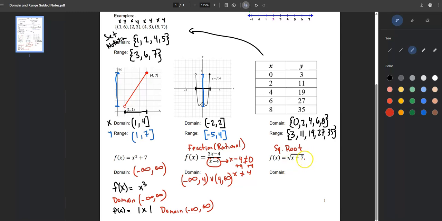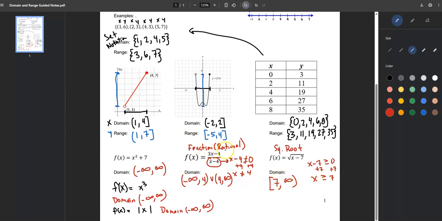The square root one, you would take what's under the root, so x minus 7, and it has to be greater than or equal to 0. So I would just solve this for x, so add 7, and this would be x has to be greater than or equal to 7. So how do I write that? That's from 7 to infinity, because greater than 7 is that direction, so it would be 7 to infinity, and this will be a bracket because of the equal sign. So you just take what's underneath the root, put it greater than or equal to 0, solve it, and that'll tell you what the domain is.